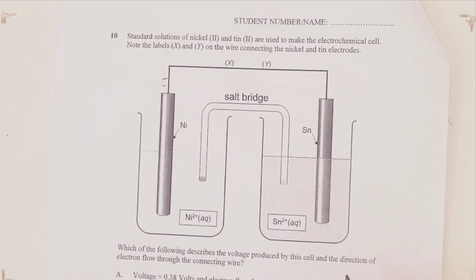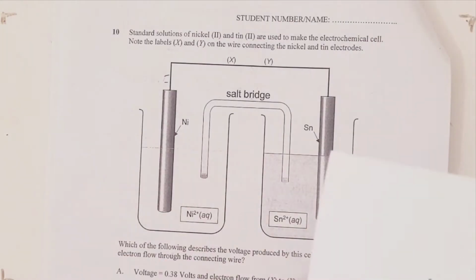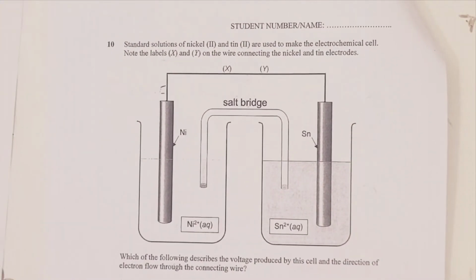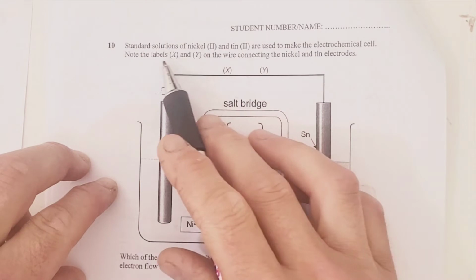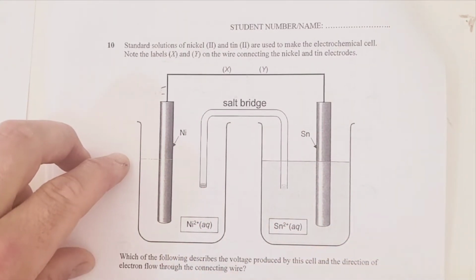So straight away you should be looking for your reduction values, potentials. That's not that sheet. Here we go, this one. You get your periodic table and some other data sheets. Okay, so this is standard potentials in reduction form. So let's just write out. So it's nickel and tin. And which of the following describes voltage produced by this cell and the direction of the flow?